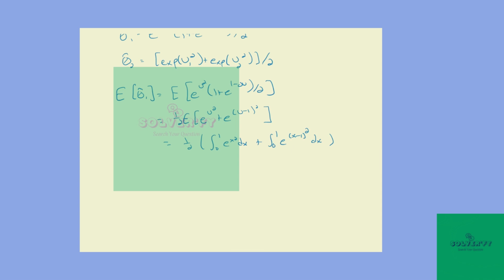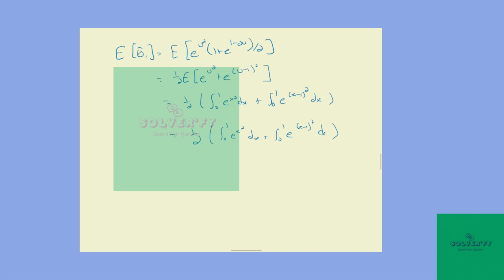Since e to the x minus 1 squared is the same as e to the x squared minus 2x plus 1 by expanding the binomial, and that's equal to e times e to the x squared minus 2x, and if we integrate this from 0 to 1, then we get 1/2 times the integral from 0 to 1 of e to the x squared dx plus the integral from 0 to 1 of e to the x minus 1 squared dx. And this is ultimately going to be equal to the integral from 0 to 1 of e to the x squared dx, and that'll be equal to theta.